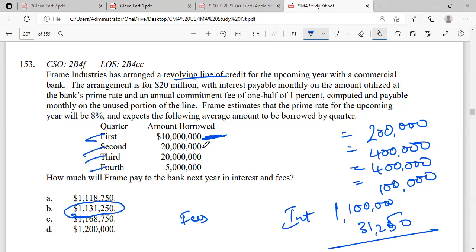Now, what is going to be the interest for second quarter? You have already borrowed 20 million. Then what's going to be for the third quarter? You have already borrowed 20 million. So what is the interest for it? And then in the fourth quarter, what is the amount borrowed total? Is 5 million. So that's going to be the remaining. So on each quarter, we have done that. Now, if you see, interest payable is monthly on the amount utilized.